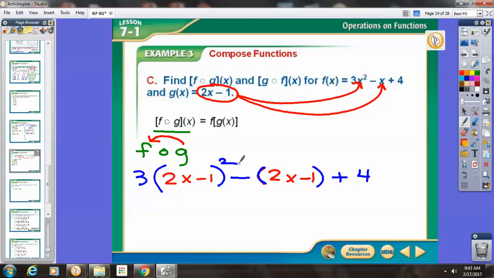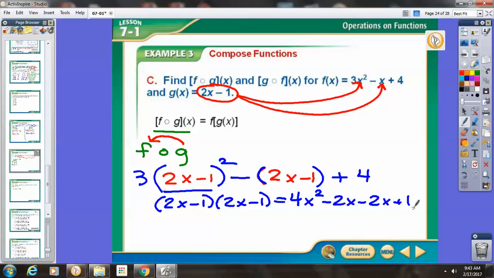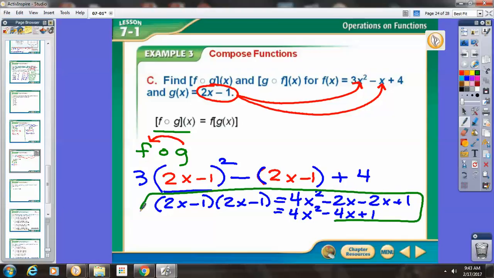So that brings up another point. We have a binomial squared. How do we simplify a binomial squared? Right here, we're going to do 2x minus 1 times 2x minus 1, which should give me 4x squared minus 4x plus 1. Let's box this in a little bit as a side note. So when I fill out, I got 4x squared minus 4x plus 1.